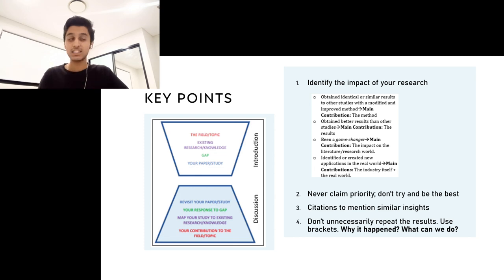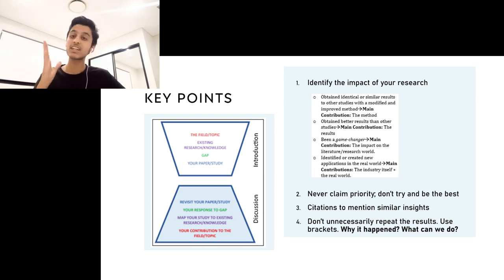Fourthly, you've identified or created new applications in the real world. So here, your main contribution would be the industry itself. And this is something that's really common in fields like civil engineering, where they have to find applications of concrete, let's say, or find applications of structures or bridges or something like that. And so those papers are directed to the industry. And that's why that's a very common use or purpose of scientific papers.